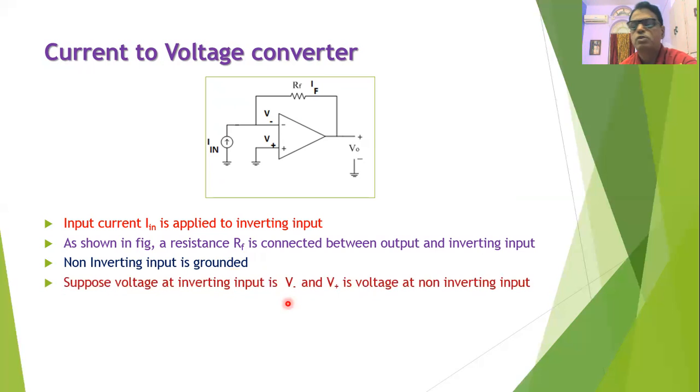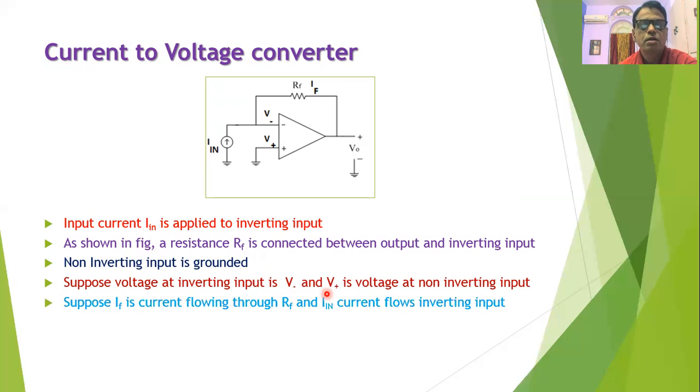Now for the purpose of analysis, we will suppose that the voltage at the inverting input is V minus and the voltage at the non-inverting input is V plus. Suppose the current that is flowing through the resistance RF, that is the feedback resistance, is IF. And suppose the input current that is flowing is IIN.